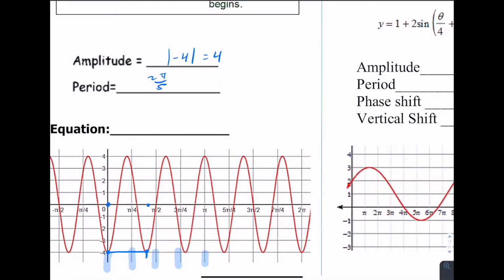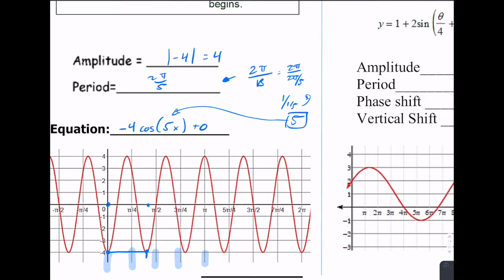So now we can go ahead and write this out. This would be -4 cosine of 5x plus 0. Now the reason why it's 5x is because remember, whatever your period is, it's 2 pi over b, which in other words, the period is 2 pi over 5, so 2 pi over 2 pi over 5. These cancel. I'm left with 1 over 1/5, and that can flip and switch, so that becomes a 5. And that's where I got the 5 that goes right there.